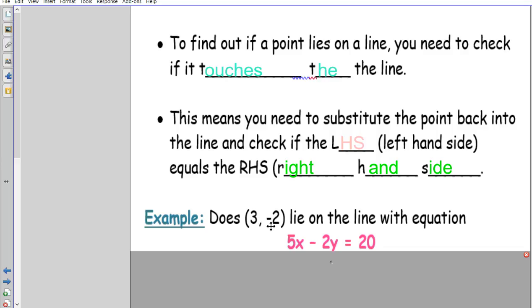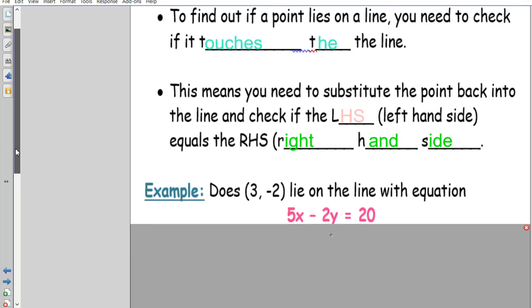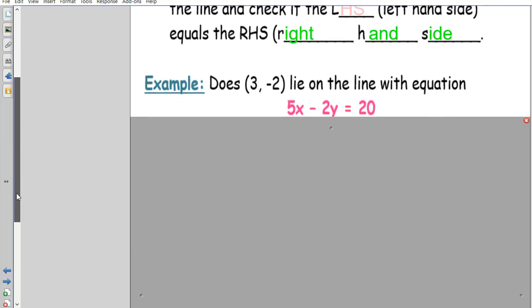So let's do a few examples. Does the coordinate (3, -2) lie on the line with this equation? You can just test it out, it's quite easy. That's your x, that's your y. Substitute in x is 3, y is -2. If 5 times x minus 2 times y equals 20, then yes, the left-hand side equals the right-hand side, and that would mean the point does lie on the line. If the left-hand side does not equal the right-hand side, it doesn't lie on the line.